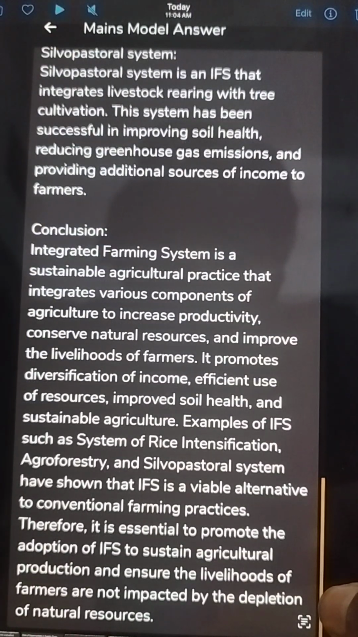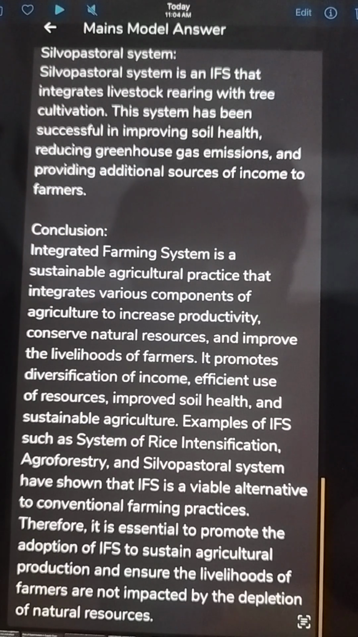So, concluding, integrated farming system is a sustainable agriculture practice that integrates various components of agriculture to increase productivity, conserve natural resources, and improve the livelihoods of farmers. It promotes diversification of income, efficient use of resources, improved soil health, and sustainable agriculture.